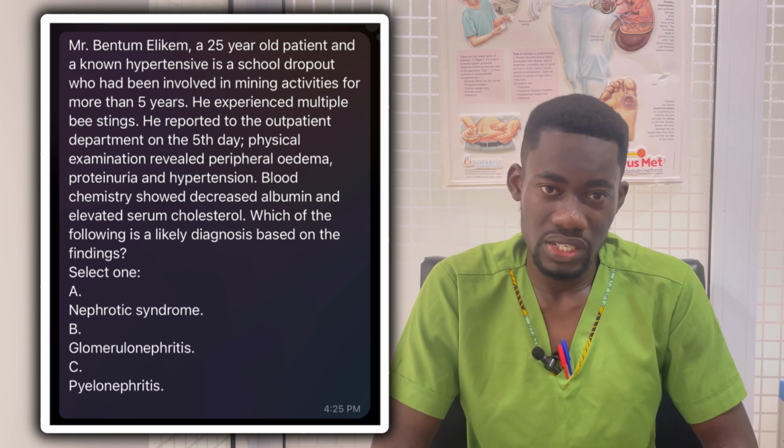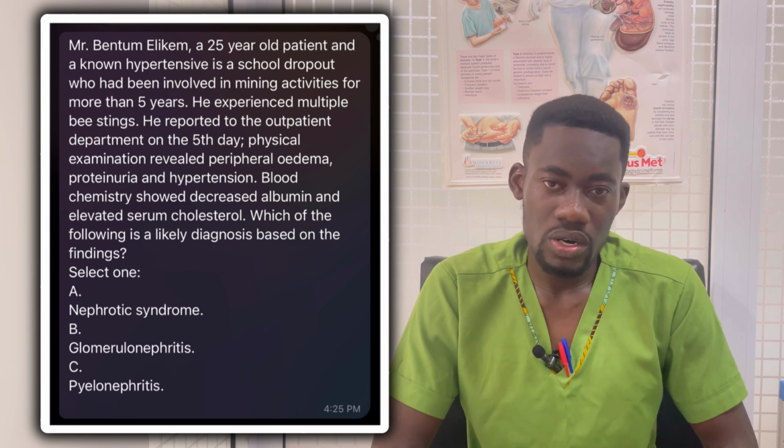A. Nephrotic syndrome. B. Glomerulonephritis. And D. Pyelonephritis. Per the parameters given in this question, you could see that physical examination revealed peripheral edema, proteinuria and hypertension. The patient's blood chemistry later on also revealed decreased albumin and an elevated serum cholesterol. These are clinical features of a condition that has been given in the question.